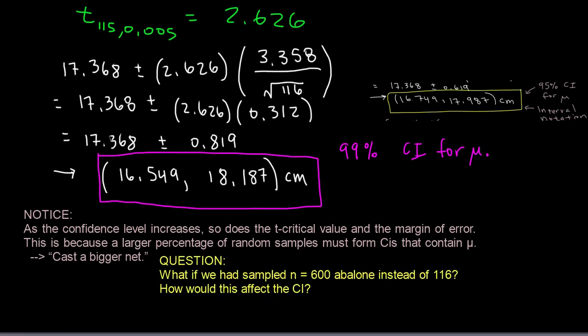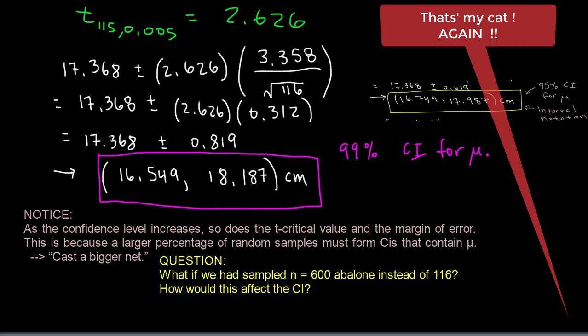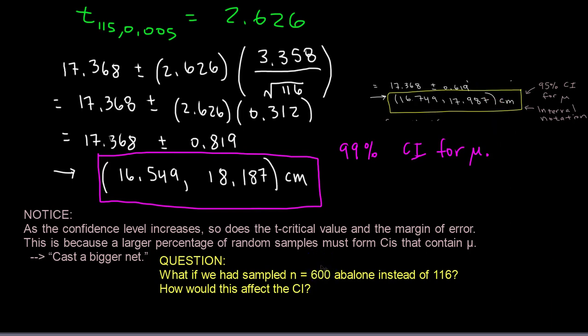One question I will pose to you is, what effect does the sample size have on a confidence interval? For instance, in this scenario, we had sampled 116 individuals. What if we had instead sampled 600? How would this affect the ending confidence interval? Well, let's see where sample size is inserted into this formula. Sample size plays a role right here in the denominator of the standard error. As the denominator increases, that's going to take the entire standard error into a smaller value. Therefore, a larger sample size is going to decrease the margin of error.